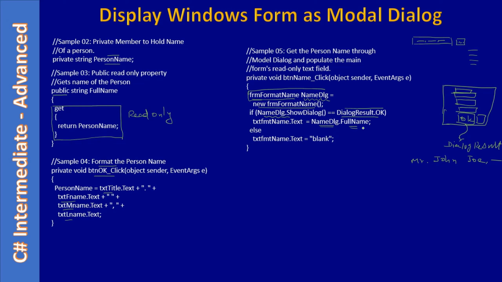dot FullName. If you see, the property is FullName here. This is the property we are accessing, and that FullName is actually a property for the internal member personName. So personName, here we are populating it when we click OK. When the DialogResult is not OK, we set a blank. No matter whether the user typed something or whatever they did, we don't bother. Since they clicked Cancel, we set blank here.